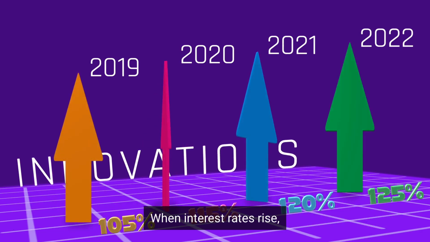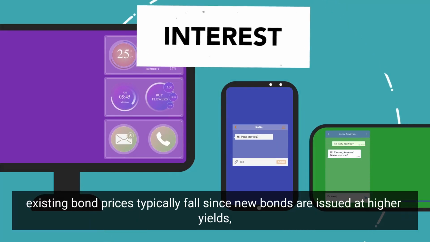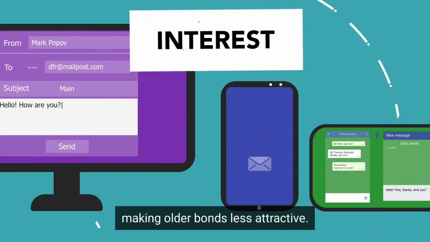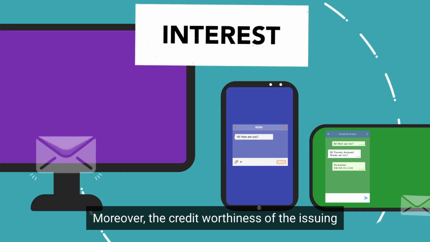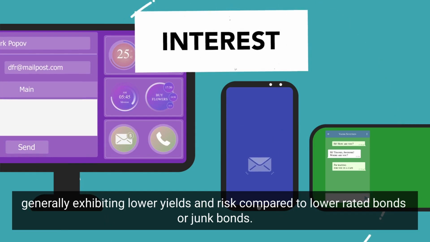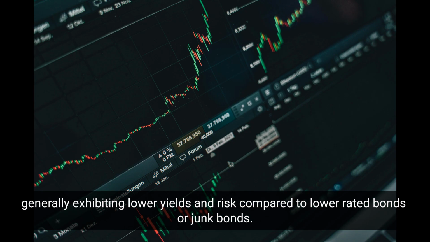When interest rates rise, existing bond prices typically fall since new bonds are issued at higher yields, making older bonds less attractive. Moreover, the creditworthiness of the issuing entity can impact bond prices, with higher-rated bonds generally exhibiting lower yields and risk compared to lower-rated bonds or junk bonds.